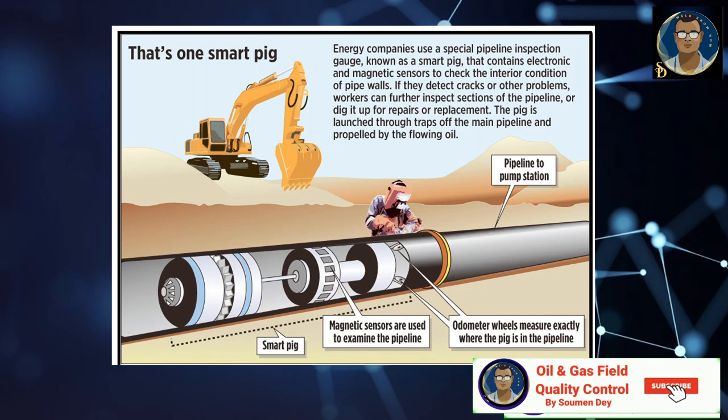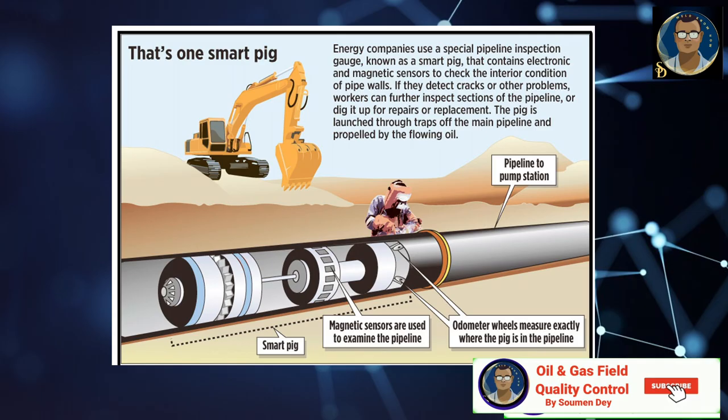You can see a smart pig and its applications. Energy companies use a special pipeline inspection gauge known as a smart pig that contains electronic and magnetic sensors to check the interior condition of the pipeline pipe walls. If they detect cracks or other problems, workers can further inspect sections of the pipeline or dig it up for repairs and replacement. The pig is launched through taps of the main pipeline and propelled by flowing oil.